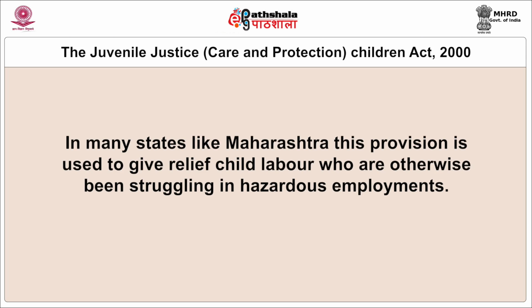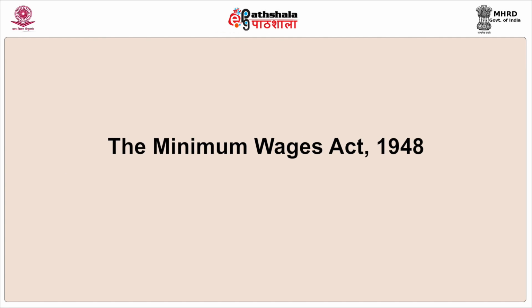Section 26 of the Act deals with the exploitation of a juvenile or child employee and provides that whoever engages a juvenile or child in hazardous employment, keeps them in bonded labour, or restricts their earnings or uses them for their own purposes shall be liable for punishment that may extend to 3 years along with a fine. In many states like Maharashtra, this provision is used to give relief to child labourers who have been struggling in hazardous employment. The Minimum Wages Act, 1948.